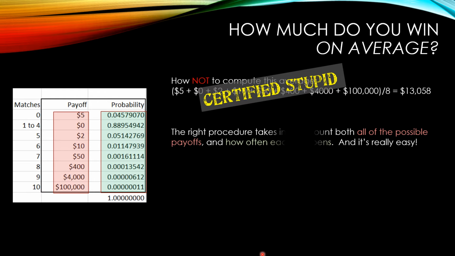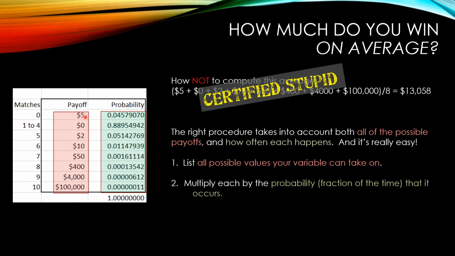But the way that you do this correctly is not much more complicated. All you do is this. List all possible values your variable can take on. That's what this is over here. Secondly, multiply each of these values by the corresponding probability. This times this, this times this, this times this. And when you get down to the bottom, simply add up the results. Don't divide by anything, simply add them up. If you do that, you will have found the average value of a lottery ticket. Let's go ahead and do it.